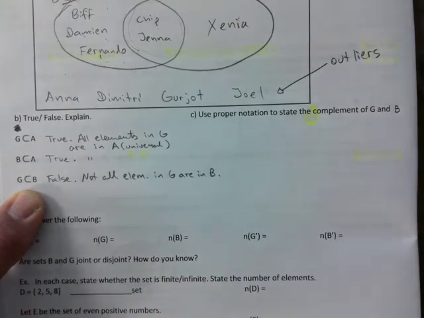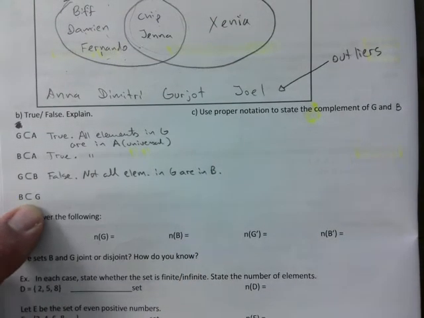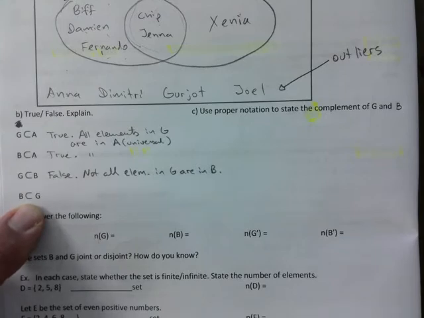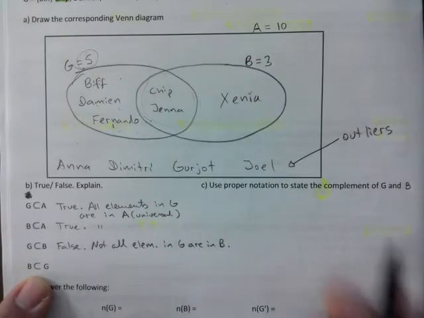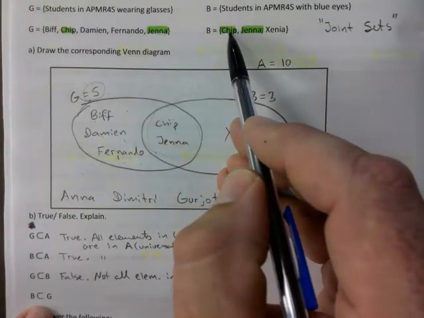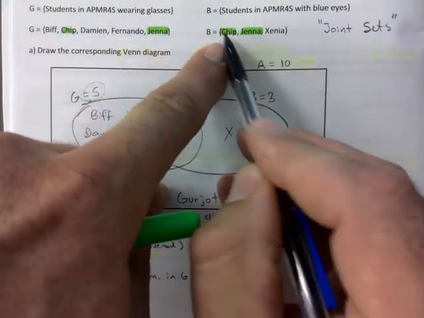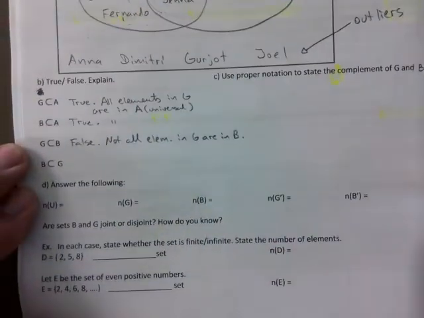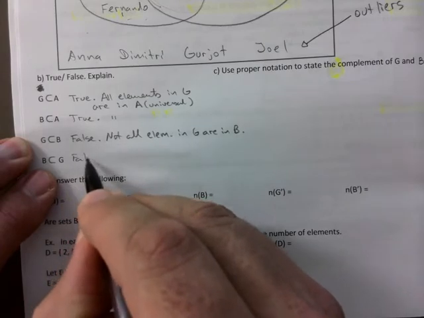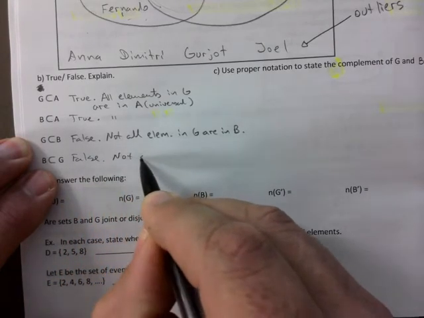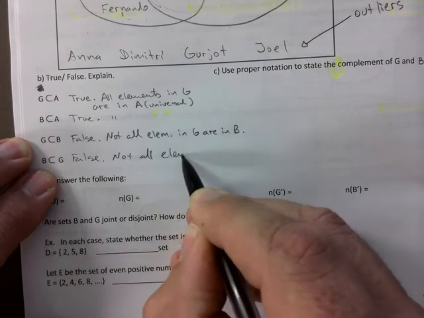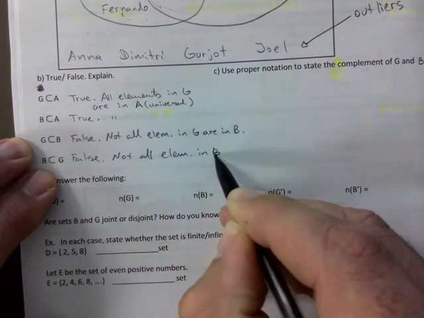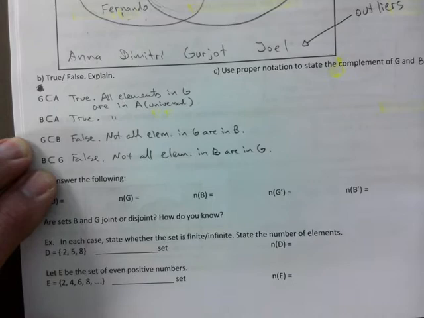Okay. Is B a subset of G? So quiet. I like to go up here, right? B of G, not all of elements, right? Xenia is not in here, so boom, it fails. You have to have every single one in common. So false. Not all elements in B are in G. Okay.